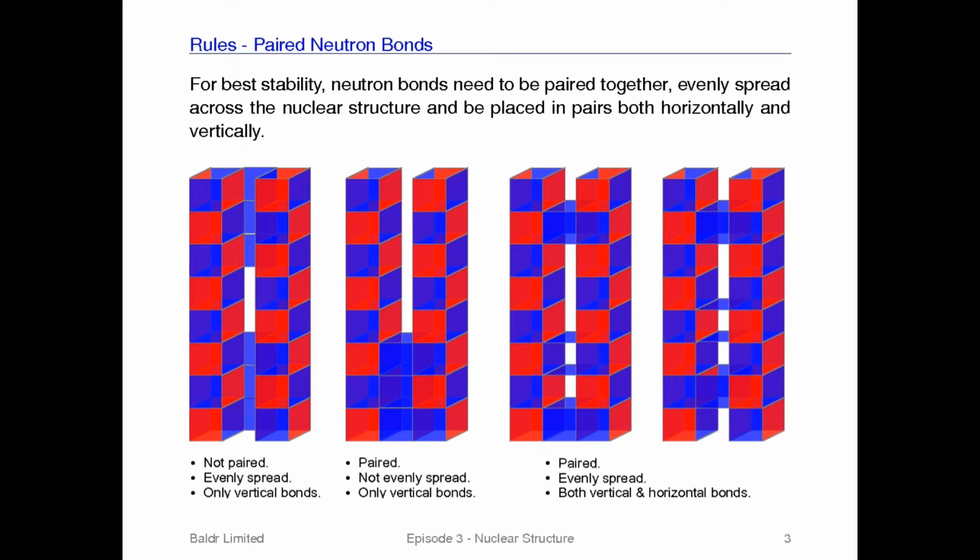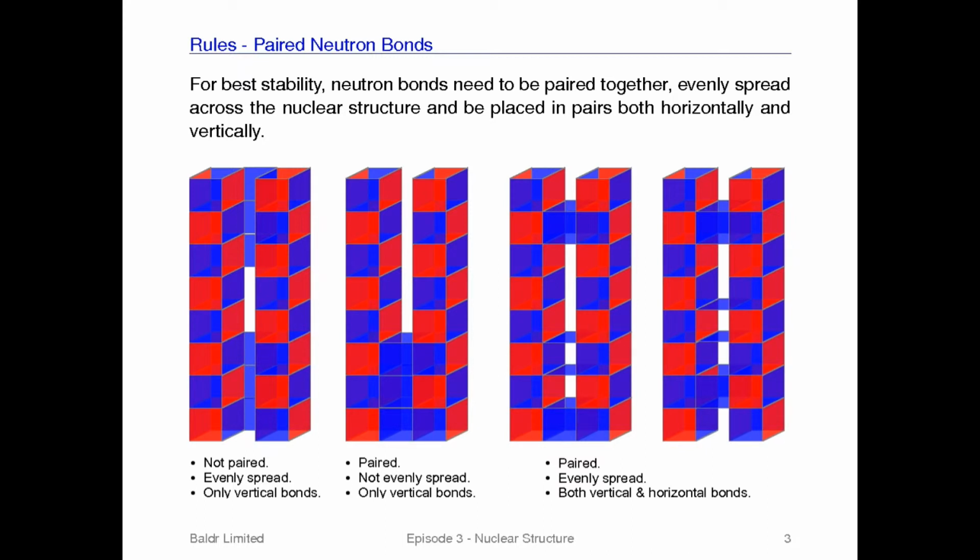In the left hand diagram, the neutron bonds are only holding one side of the columns together, and there are no horizontal bonds either. This allows the columns to either bend away from or towards each other, both of which would result in them breaking apart. In the next diagram across, the neutron bonds have now all been paired together. However, again, there are no horizontal bonds. Thus in this case two things could happen.